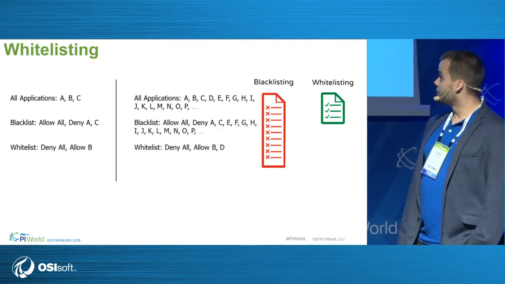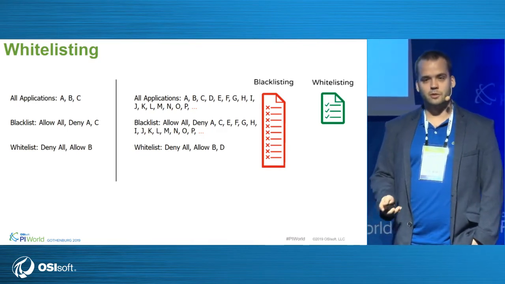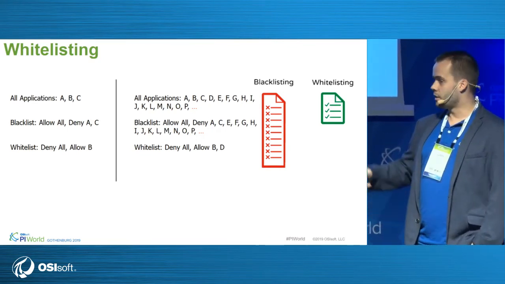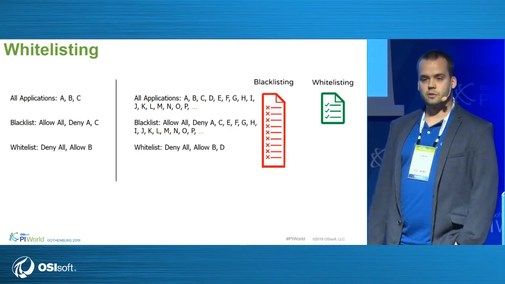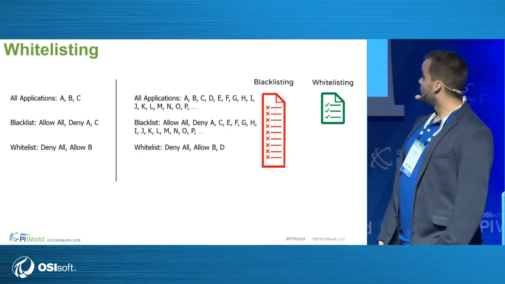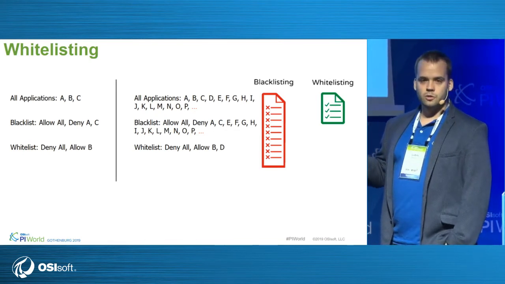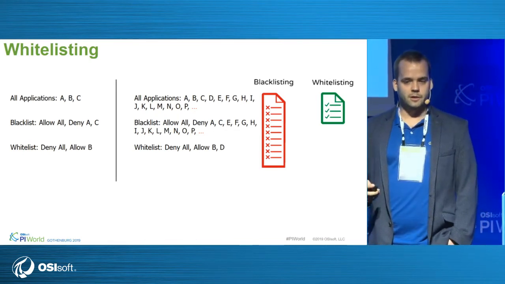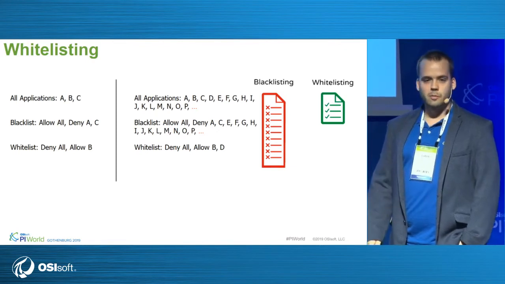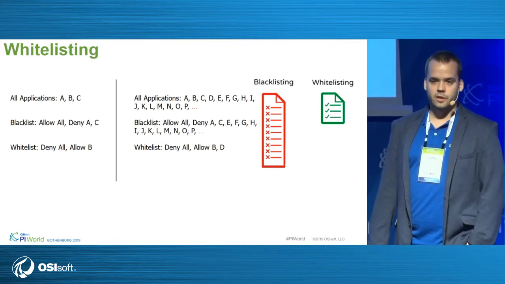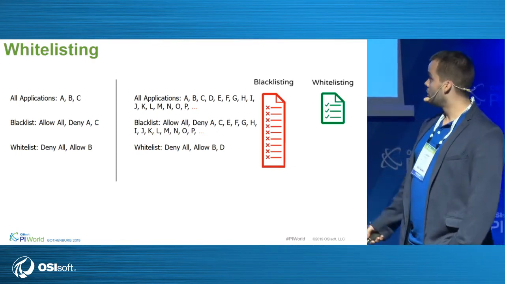With whitelisting, you still have the same principle where you deny all applications from running and only allow certain applications to execute. And they do not go against each other. So you should always start with whitelisting. It's more effective, but you can also complement the solution with antivirus or any other blacklisting solution.